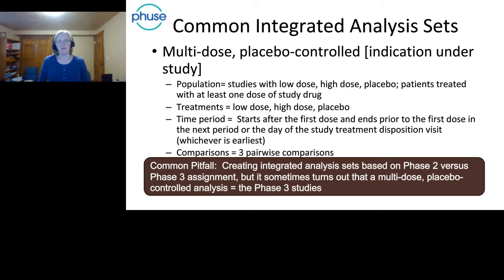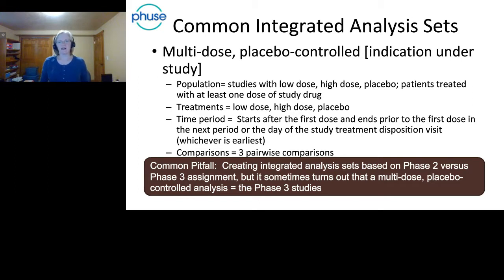Now, one common pitfall we see is that when people decide on what their integrated analysis set should be, some people believe that it matters whether a study is a phase 2 study or a phase 3 study. In our opinion, it does not matter whether it's phase 2 or 3. What matters is the design.